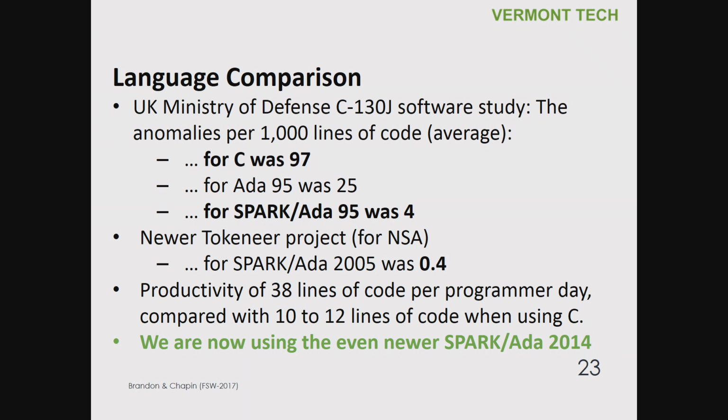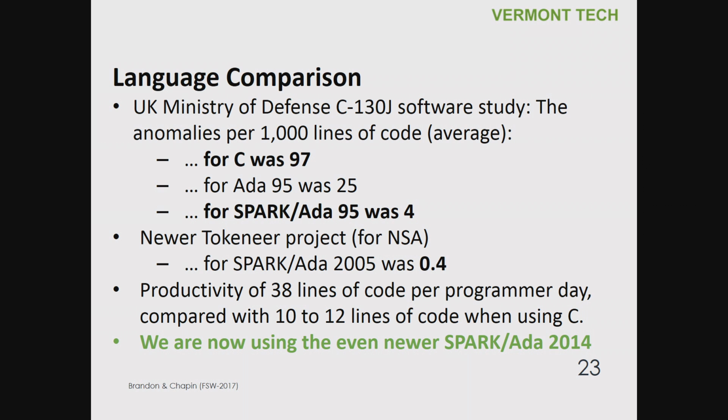And a newer project, Tokeneer, which was done for NSA, had an error rate of 0.4 per 1,000 lines of code. In addition, in the Tokeneer project, they showed the productivity, from start of the project to delivery of finished and tested code, was 38 lines of code per day. That fits very well with our experience with a student writing about 80% of the software on our first satellite. And in several pieces of literature I found they give comparable numbers of 10 to 12 lines of code per day for C.